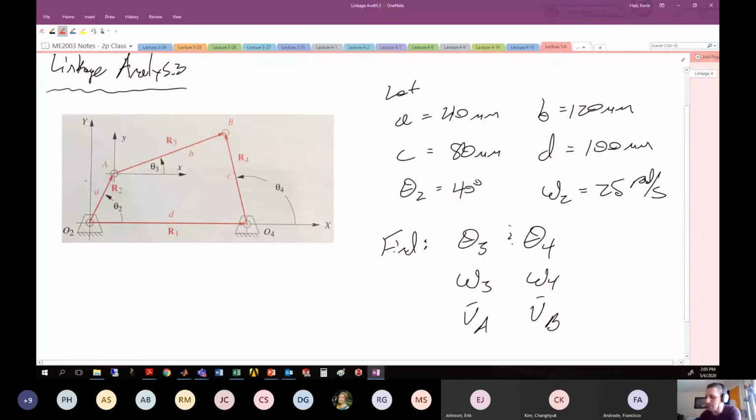So if that's the information we have available to us, we want to do the position analysis to find these angles theta 3 and theta 4. They could exist in both the open configuration, which you see here, or potentially a crossed configuration, which might look something like this. Remember, we also have a crossed configuration.